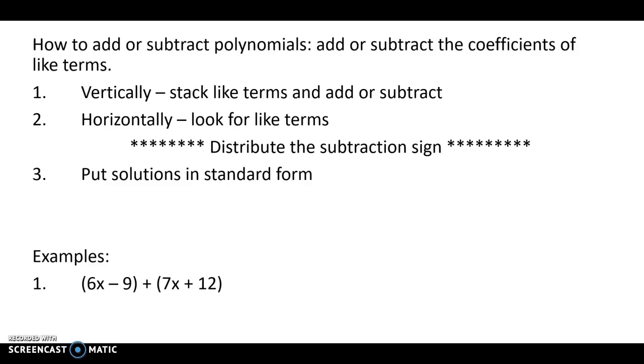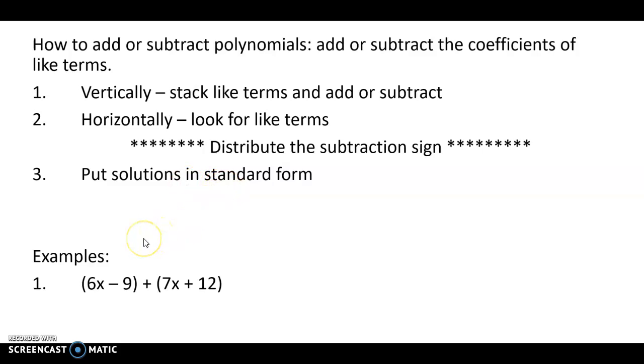So how do we add or subtract them? There's a couple ways you can do it. You can vertically stack them and stack the like terms and add them or subtract them. But we normally see them done horizontally, where we're going to just look for like terms. And we have to remember, here's the biggest thing where everybody makes the common error. You have to distribute the subtraction sign when you have subtraction. And then we're going to put them in standard form.